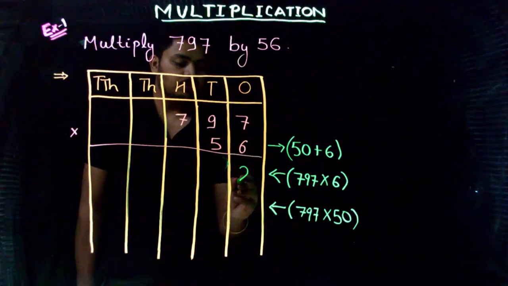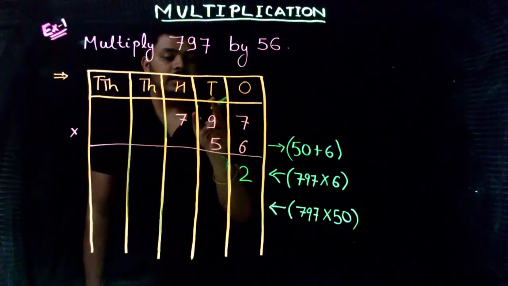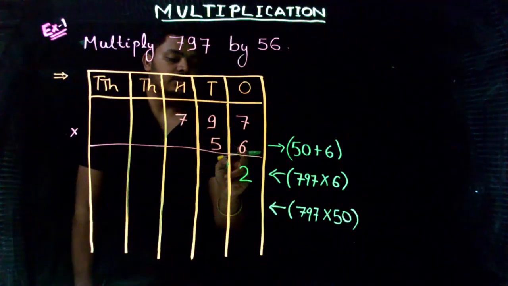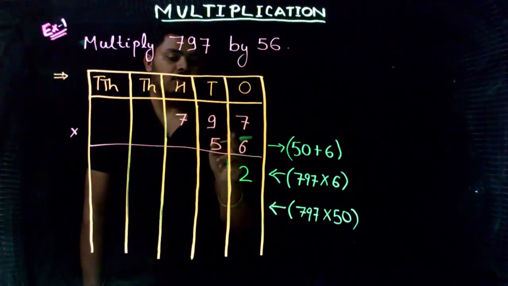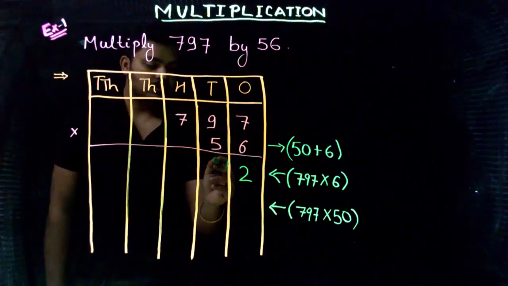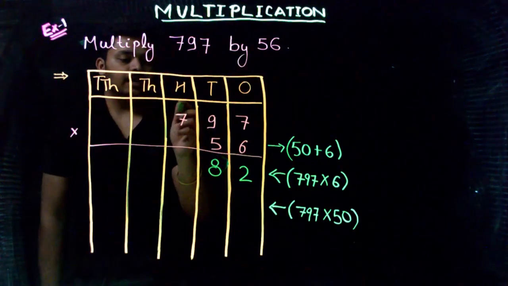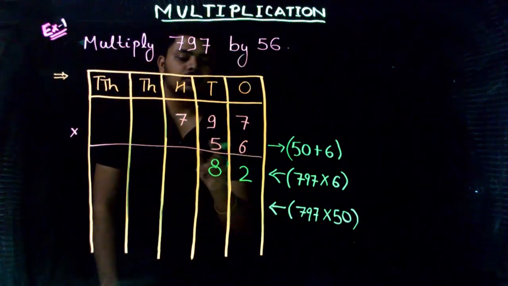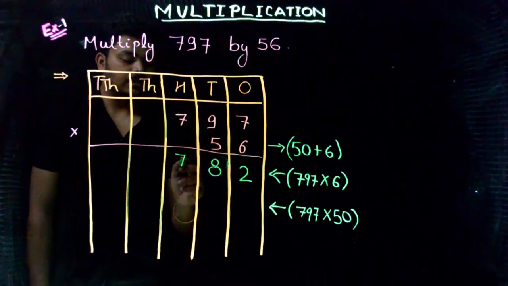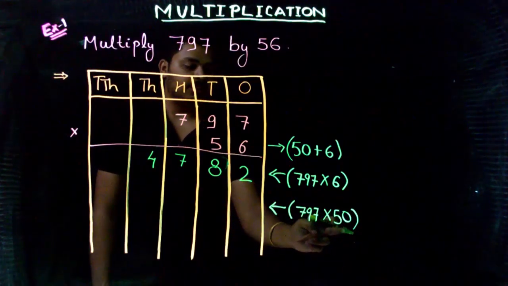So 2, and 4 carried over to 9, that is in the tens column. So 9 into 6 we get 54, and 4 carried over, 54 plus 4 is 58, so 8 in the tens column, and again 5 carried over to the hundreds column, so 7 into 6 is 42 plus 5, 47. Now similarly multiplying our multiplicand with 50.